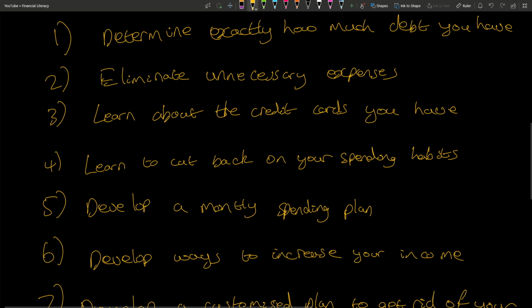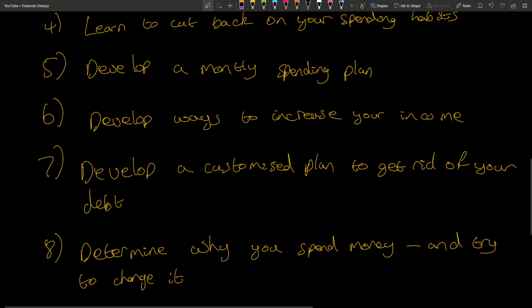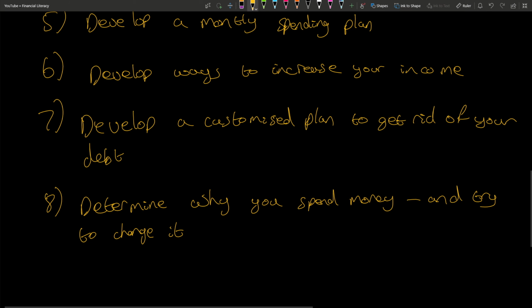Step 1 is determine exactly how much debt you have. Step 2 is eliminate unnecessary expenses. Step 3, learn about the credit cards you have. So this is essentially figuring out how your credit cards work, which ones have higher interest, etc., and the punishments along with it, so that you can figure out which ones are better to be paid down first. Step 4, learn to cut back on your spending habits. Step 5, develop a monthly spending plan. Step 6, develop ways to increase your income. Step 7, develop a customized plan to get rid of your debt. Step 8, determine why you spend money and try to change it.